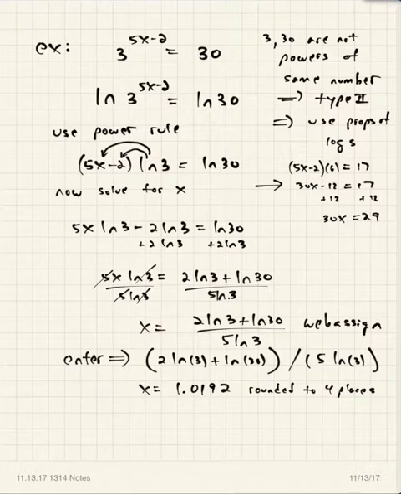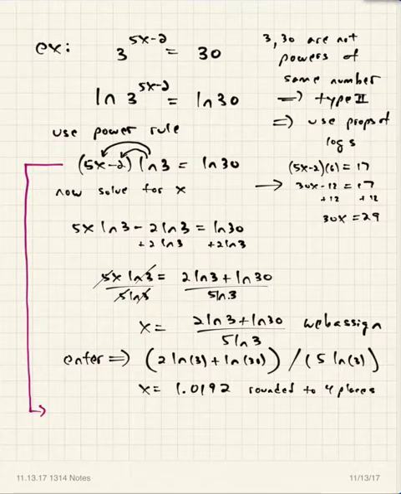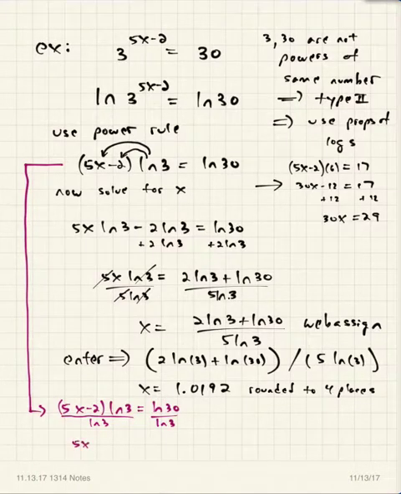Now, another way you could have done this problem for a calculator is when we got to this spot right here. You take the log of both sides the same, but instead of when you have 5x minus 2 times natural log of 3 equals natural log of 30, instead of multiplying through using the distributive property there, what you could do is divide both sides by ln3 right away. And when you do that, you get 5x minus 2 equals natural log of 30 over natural log of 3.